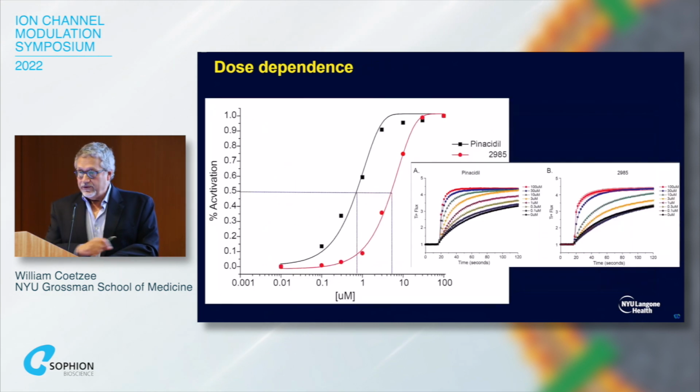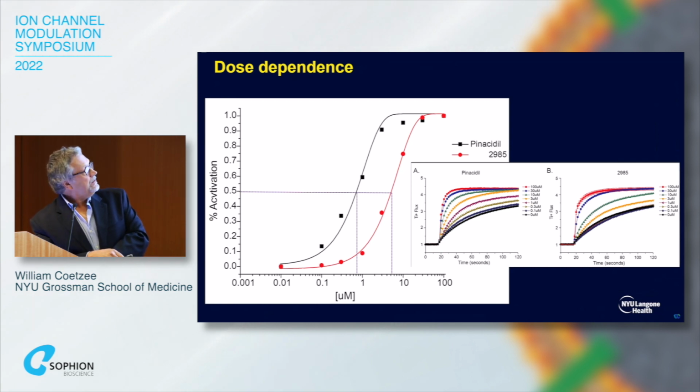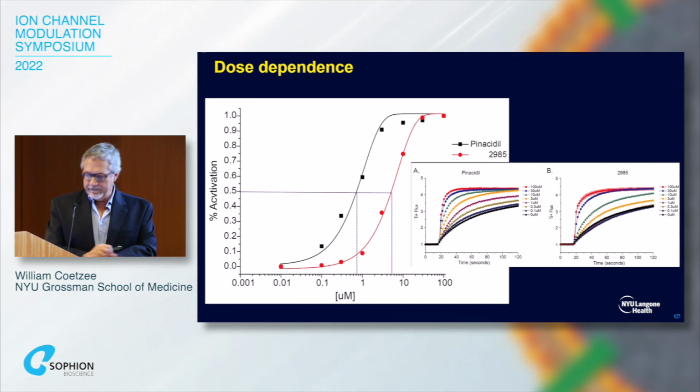The next obvious thing to do is to look at concentration responses, right? And so he did that. Basically here we again look at thallium fluxes with pinacidil at different concentrations, as you can see here, and with this compound at different concentrations. If you plot the dose versus the rate, you can see that pinacidil has an EC50 probably in the region of about a micromolar, whereas this compound is more like 5 micromolar, but still in the low micromolar range, which is kind of interesting.